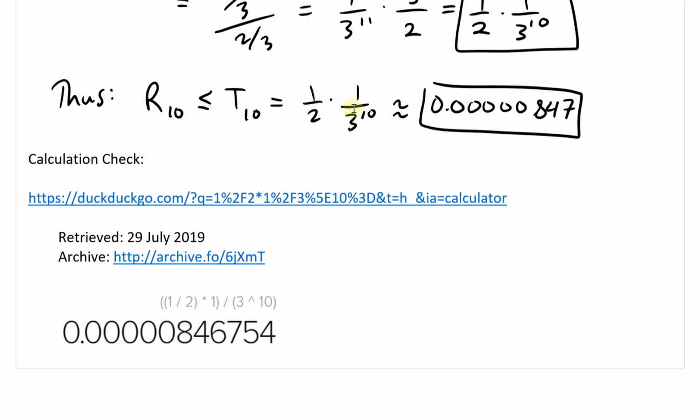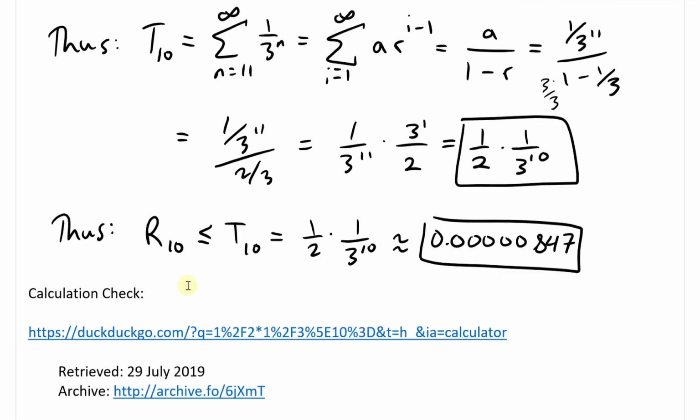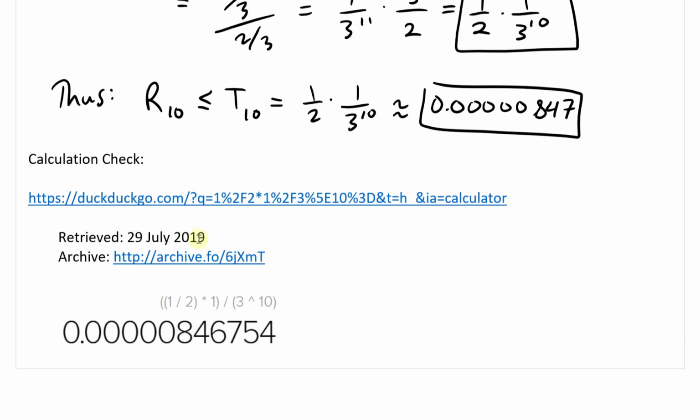So 1 over 2 times 1 divided by 3 to the 10, or just 1 over 2 divided by 3 to the power of 10. And we get 5 zeros, so 0.000008467, rounded up to 847. So yes, as I stated, there's no solutions manual for this one, but I'm pretty sure this is right. If you want, double check and let me know if I got it right.